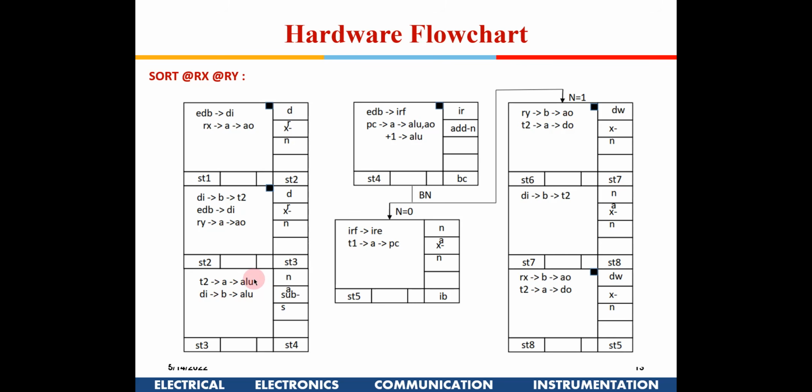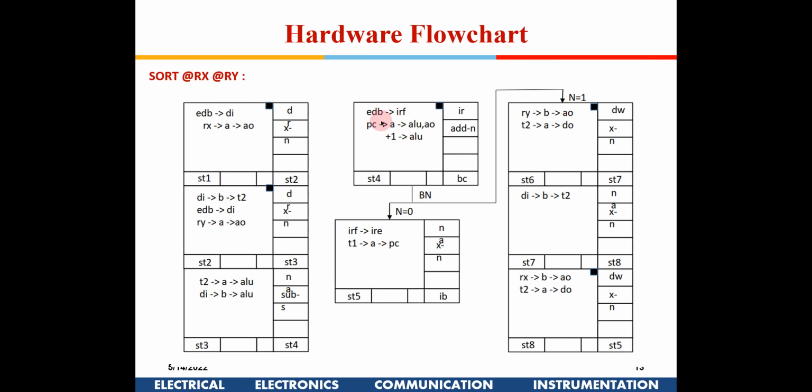So it will be RY minus RX. I am also activating the flag out here, that is why I have written S out here. Now there is a branch operation. Once it subtracts here, whether the result is negative or positive, these are the two conditions which I need to check.